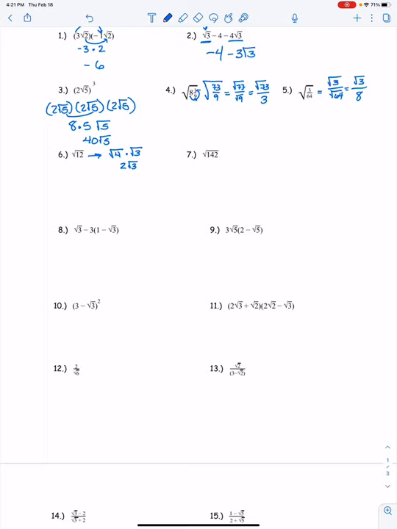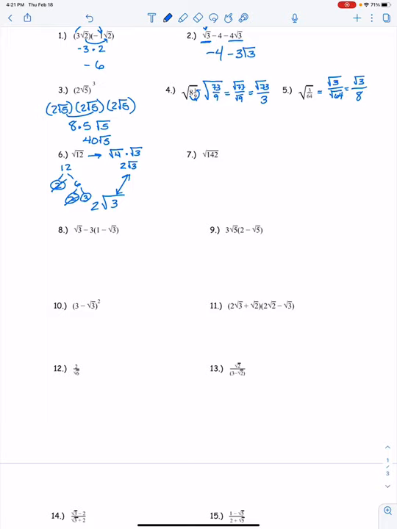You can do that method, or you can do the prime factorization method. So I'm going to break 12 down into all of its prime factors: 2 times 6, 2 times 3. I'm going to go ahead and build my radical sign. Only the pairs can go outside and play, and only 3 can stay inside. Either method gives you the same answer.